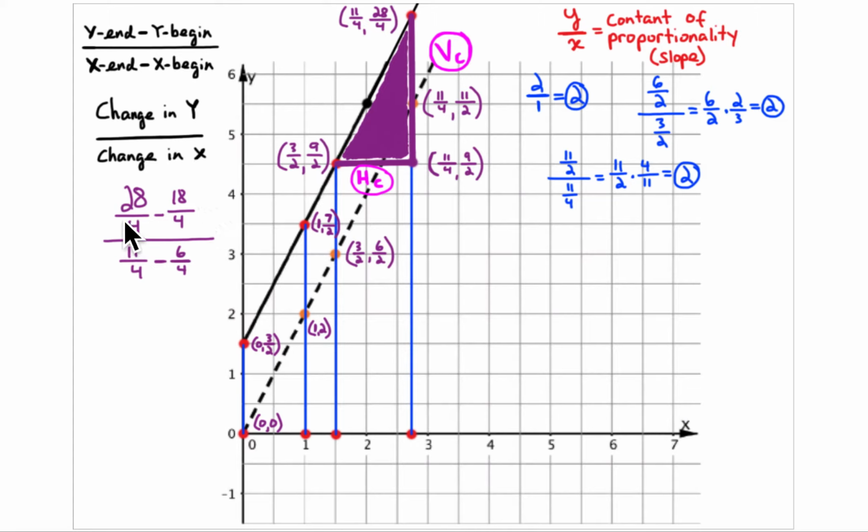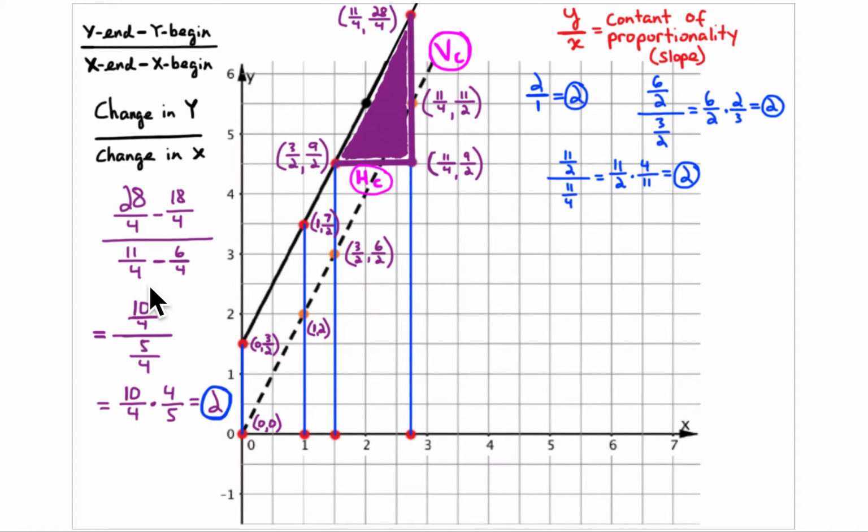But in this case, if you change everything to fourths, then you can look at this as 28 minus 18 is 10. Turns out it's 10/4, but you just focus on the 10. And 11/4 minus 6/4 is 5. It's 5/4, but just focus on the 5. Well, if I have 10 of something divided by 5 of that same thing, what's 10 divided by 5? That is, in fact, 2.